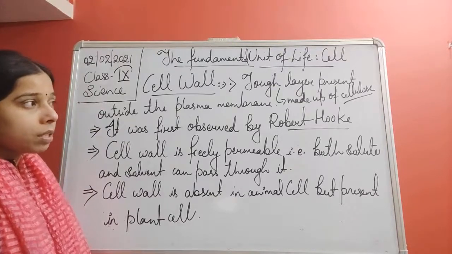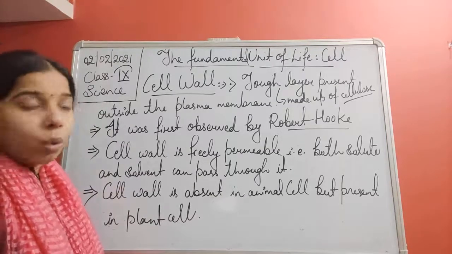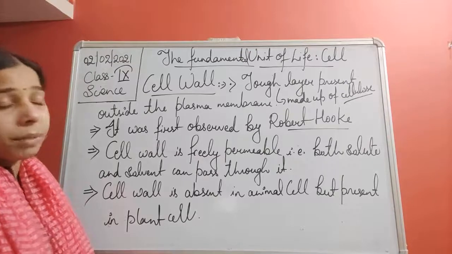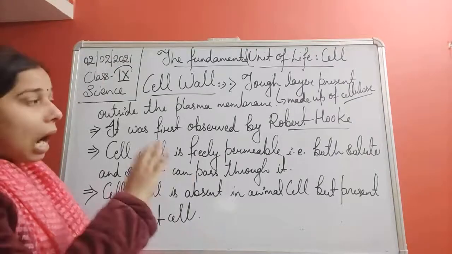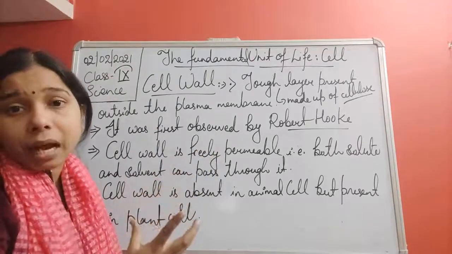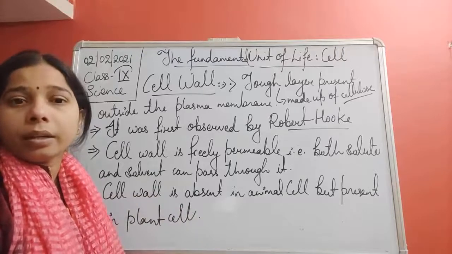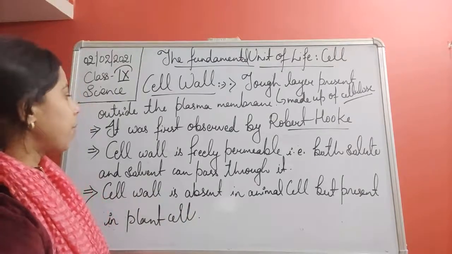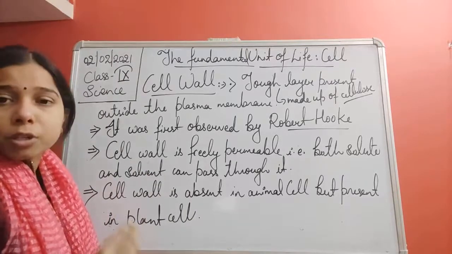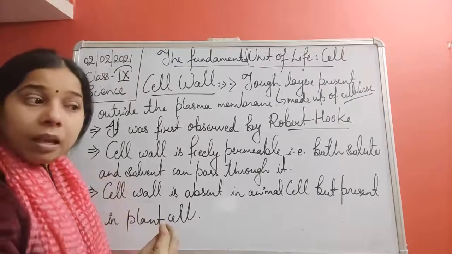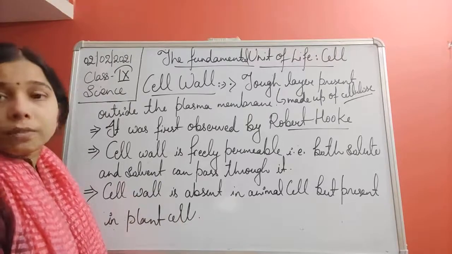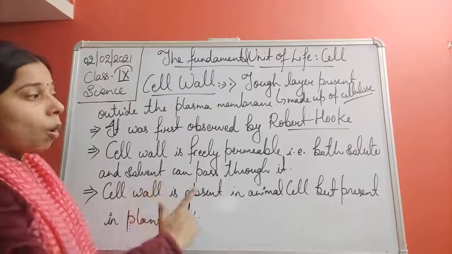Why is it a tough layer? Since it is made up of cellulose, and this tough layer is present basically outside the plasma membrane. I will tell you the reason behind its being present outside, that is, what role it plays there. And it was first observed by Robert Hooke, because Robert Hooke was the first person who saw the cell, and he actually saw the cell wall. Because that was a dead cell, only the cell wall was left. So he was the first person who observed a cell wall.